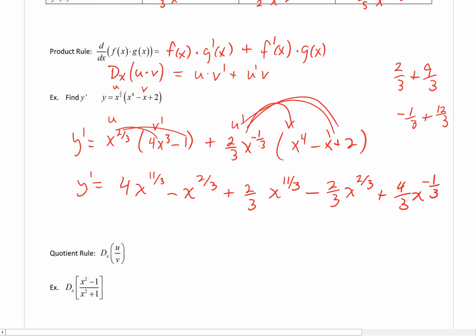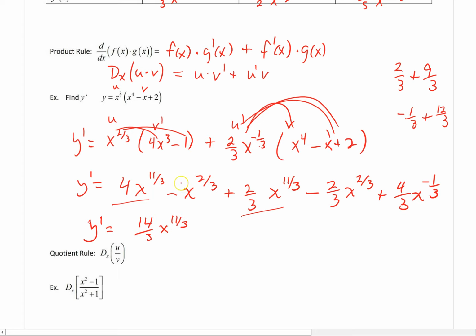Well, we just have to combine our like terms together. We'll say here's our y prime. 2/3 and 4. Well, again, 4 would be 12/3 plus 2/3 would be 14/3, right? And that's 14/3 x to the 11/3.